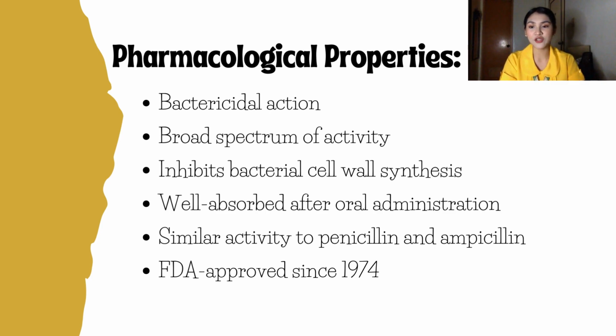Next, it is also well absorbed after oral administration. When it is taken by mouth, amoxicillin is efficiently absorbed into the bloodstream, which ensures effective distribution throughout the body to combat infections. And it also has similar activity to penicillin and ampicillin. It shares a similar effectiveness and mechanism of action with penicillin and ampicillin, but it achieves higher concentrations in the bloodstream compared to ampicillin, and it has been FDA approved since 1974.